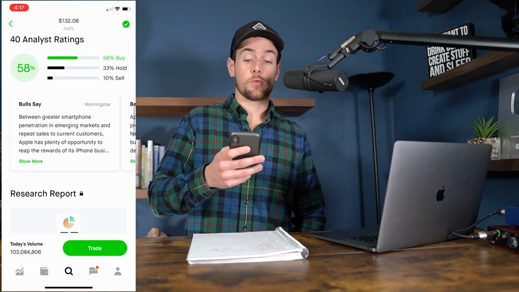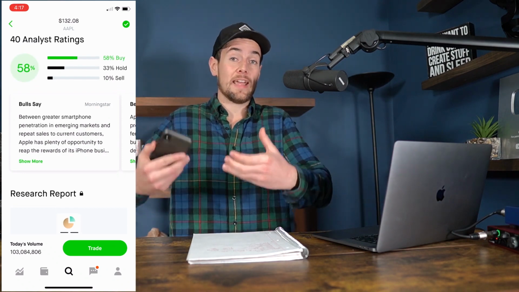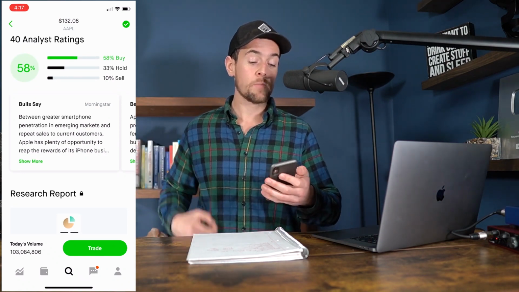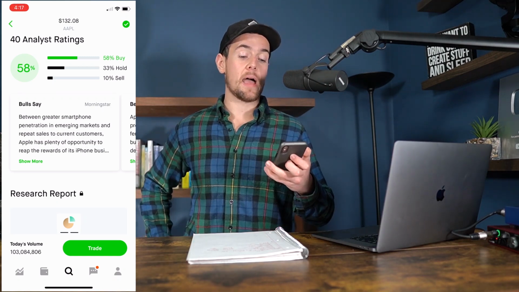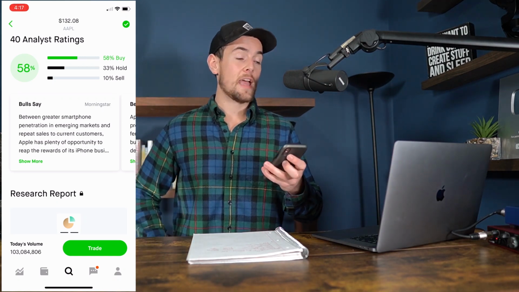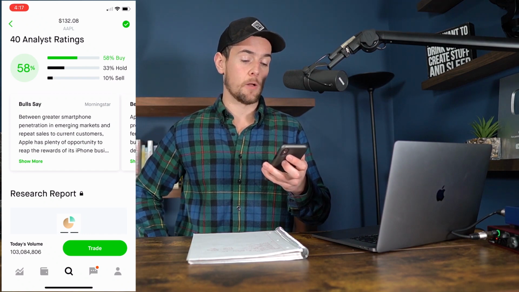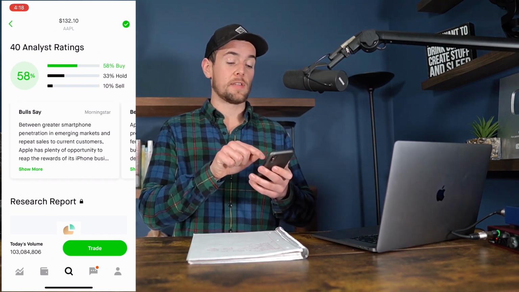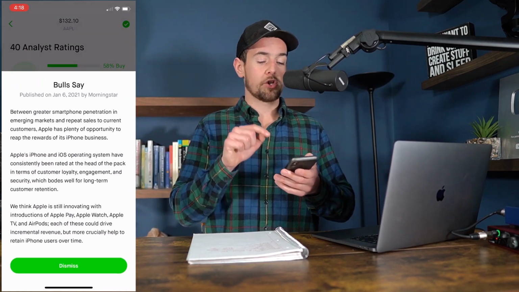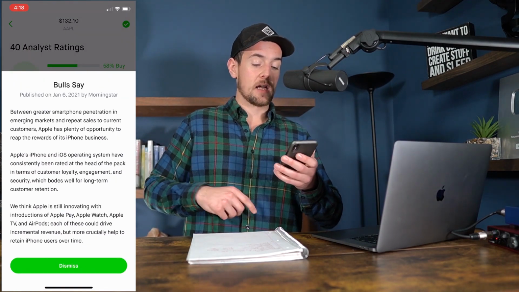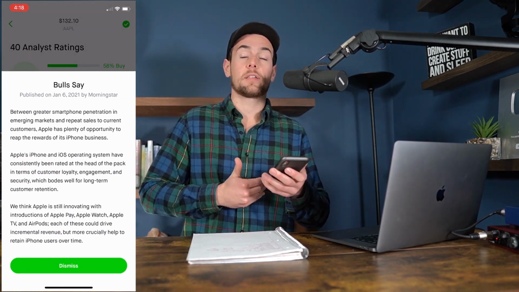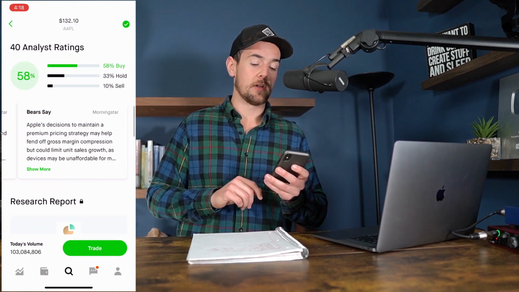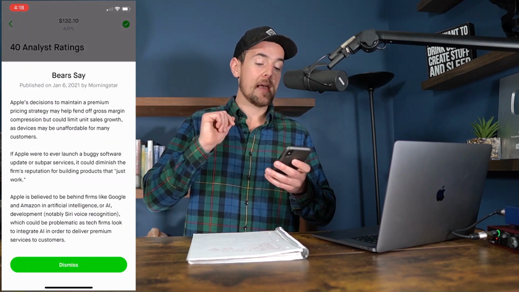After that, you have analyst ratings, which shows you what Wall Street analysts think of this stock. So in particular, looking at Apple here, 58% view it as a buy, 33% view it as a hold, and 10% view it as a sell. So for free, everyone out there for many stocks is going to see this section here that has a little bullish and bearish thesis on the stock. So for example, the bullish perspective is why people think the stock is going to go up, and the bearish perspective is why people think the stock may go down.